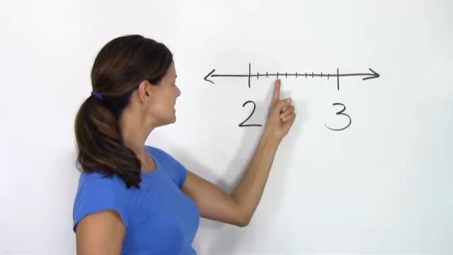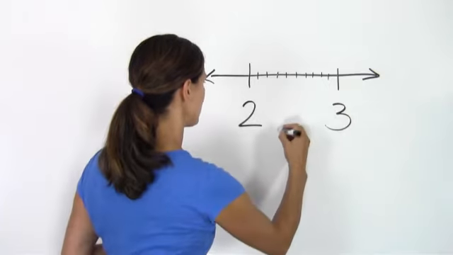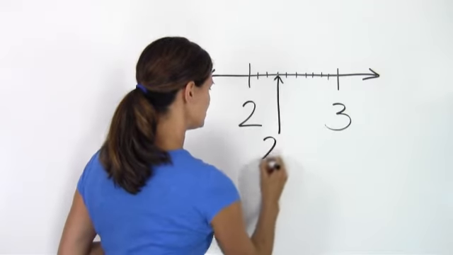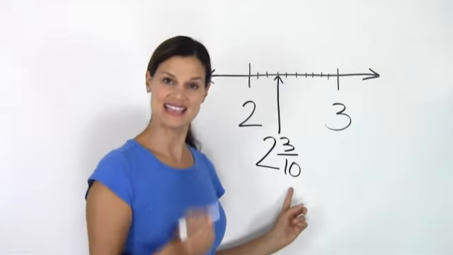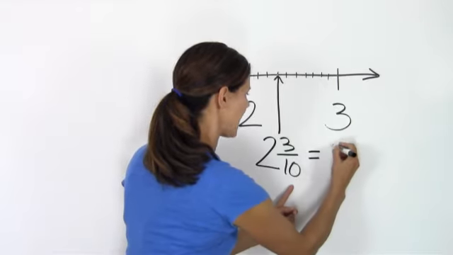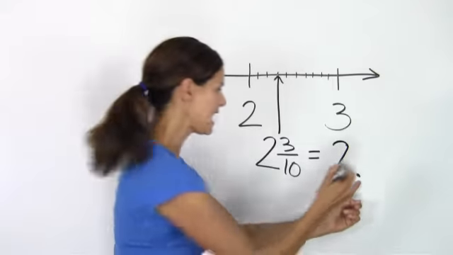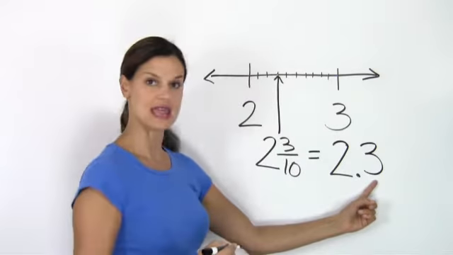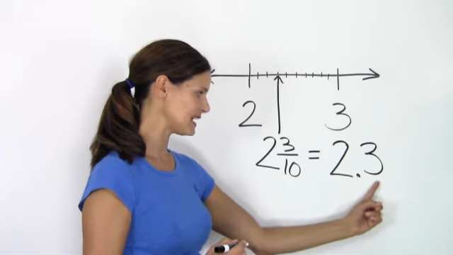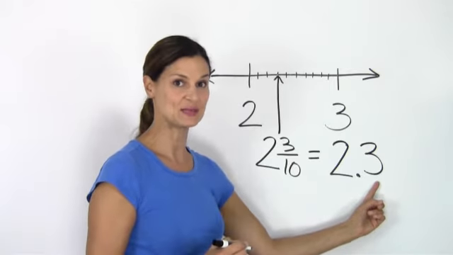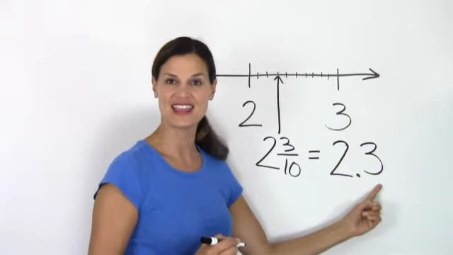So let's take a look at this specific point right here, 3 spaces to the right of 2. This point right here on my number line would be 2 and 3/10. If I'm going to write this now as a decimal, I write it like this. I put my whole number first, so my 2, then my decimal point, and then I simply write the number 3, 2.3. This position, the first place to the right of my decimal point, represents my tenths place. So 2 and 3/10 is written as 2.3.